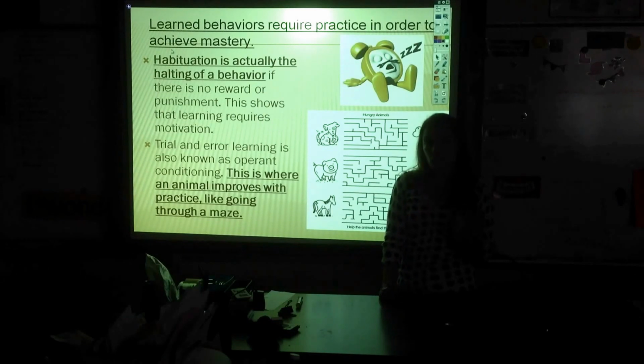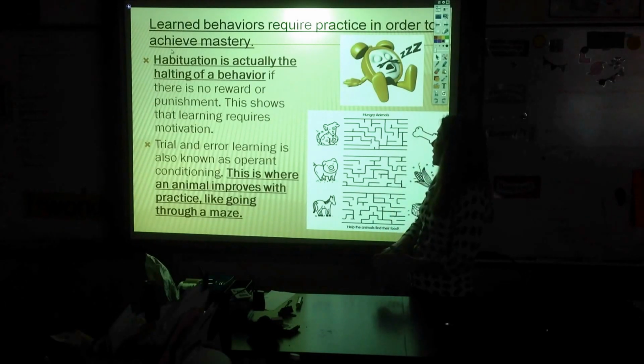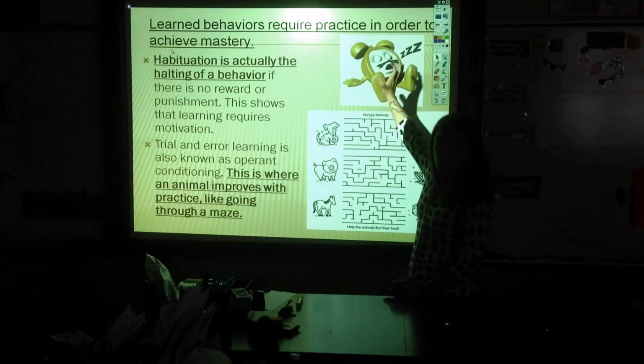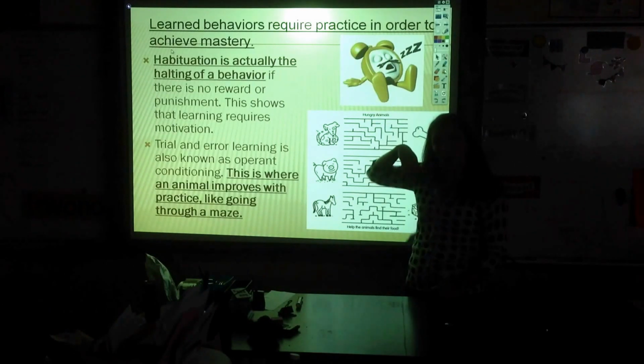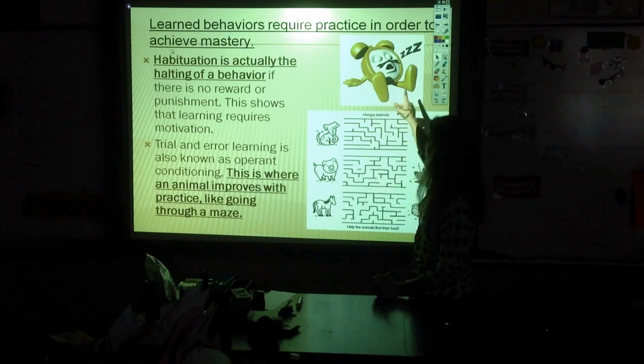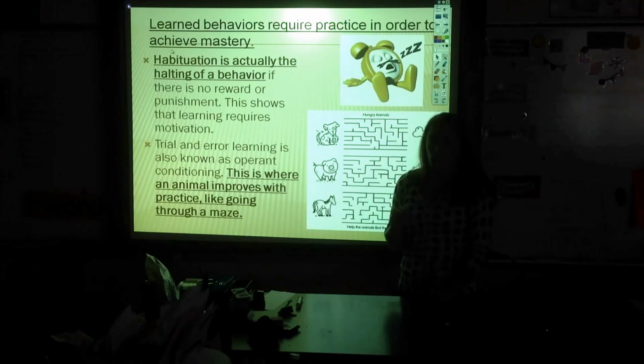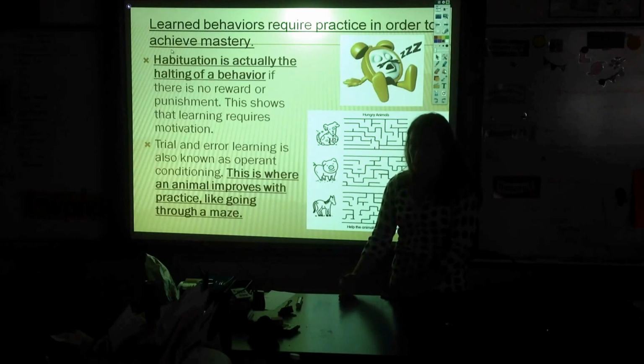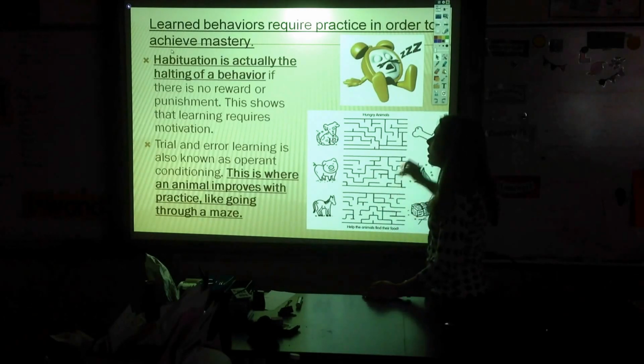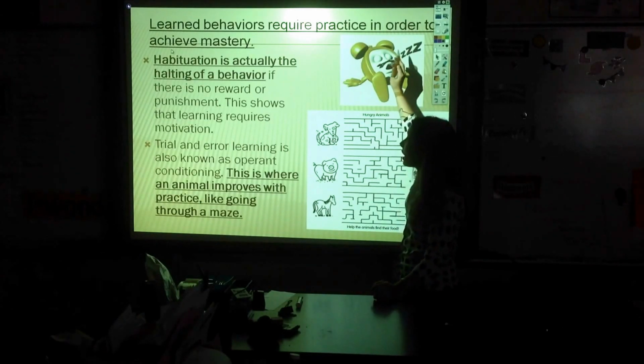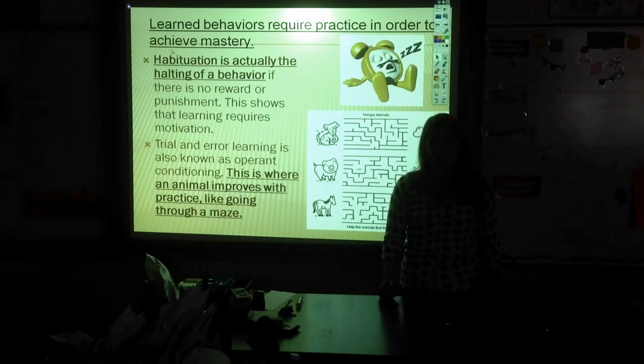So we talked about what is a behavior. A behavior is a response to a stimulus. And so when we look at behaviors responding to a stimulus, there are two types. There are innate behaviors, and then there are learned behaviors. And so a learned behavior requires practice in order to achieve mastery.